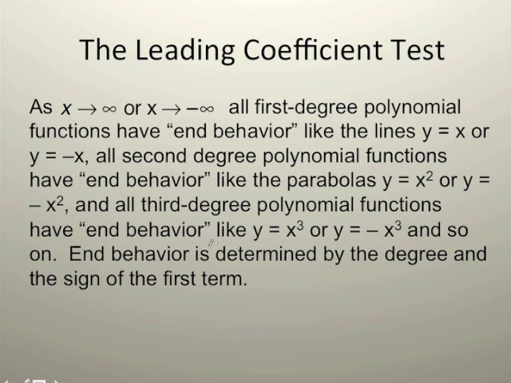Third-degree polynomial functions have end behaviors like y equals x cubed, which you may remember looks something like this. Y equals negative x cubed looks like this. And so on. So it turns out the end behavior is determined by the degree and the sign of the very first term, which might be why we're talking about the leading coefficient test. And that will bear similar to the 4 samples I just did.